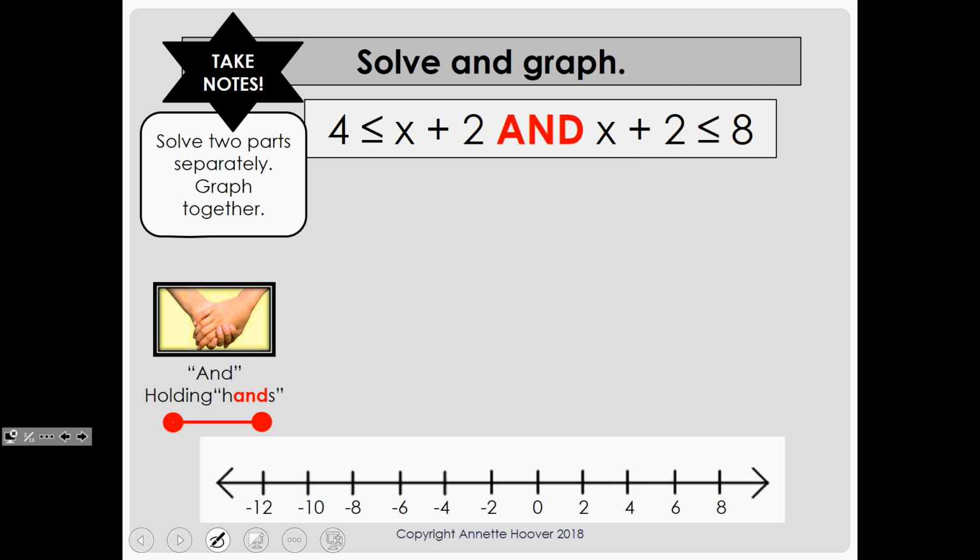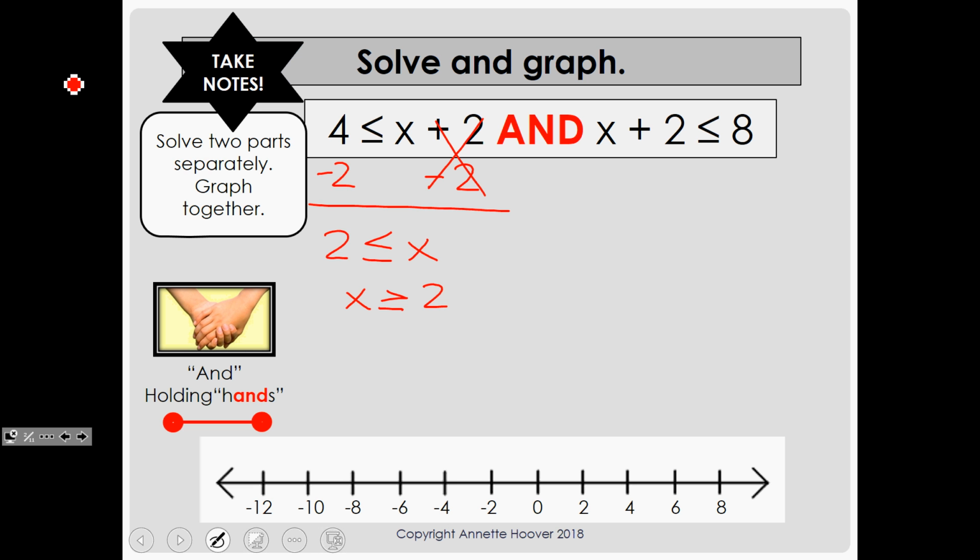In our first example, we have an and statement. We're just going to solve these separately. You have one-step inequalities here. So in order to get x by itself on this first one, we just subtract 2 on both sides. When you do that, the 2's cancel out, and x is greater than or equal to 2. If you like to see it better, we can flip it this way.